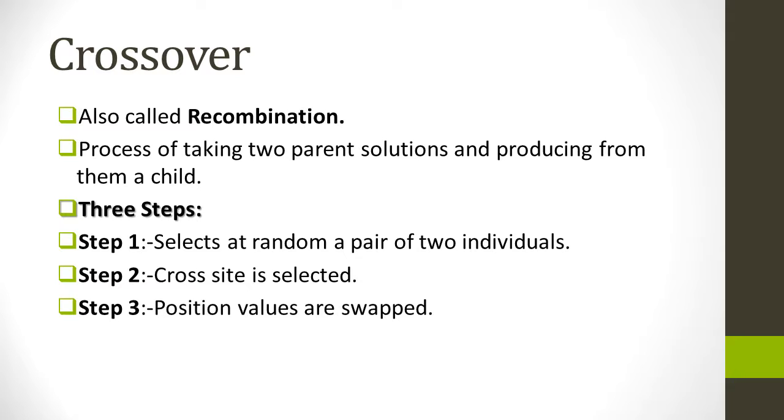Crossover is our combination operator and that proceeds in three steps. First step, the reproduction operator selects at random a pair of two individual strings for the mating. Second step, a cross site is selected at random along the string length, and step 3, finally the position values are swapped between the two strings following the cross site. The simplest way to do that is to choose randomly some crossover point and copy everything before this point from the first parent and then copy everything after the crossover point from the other parent.